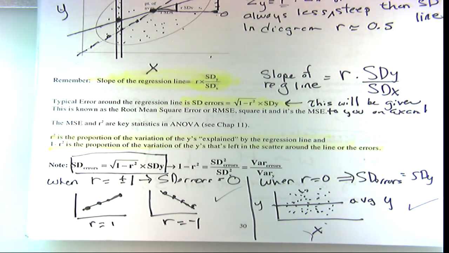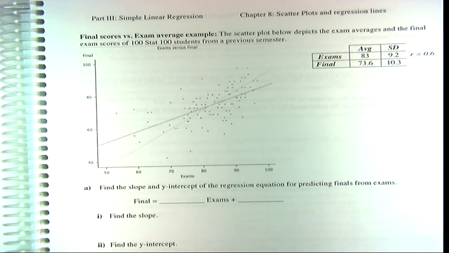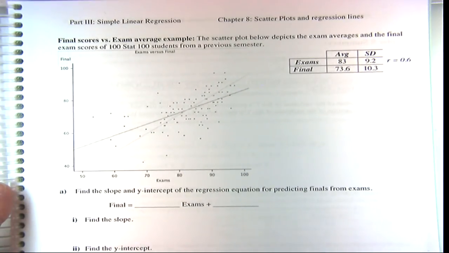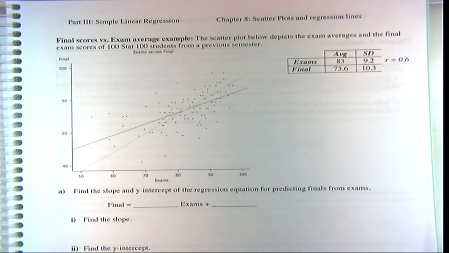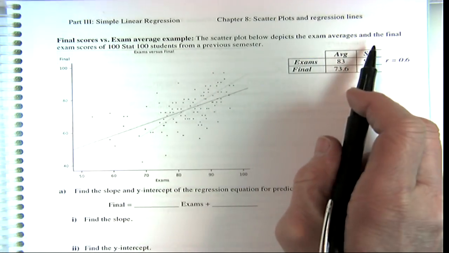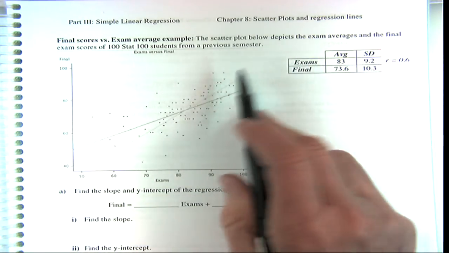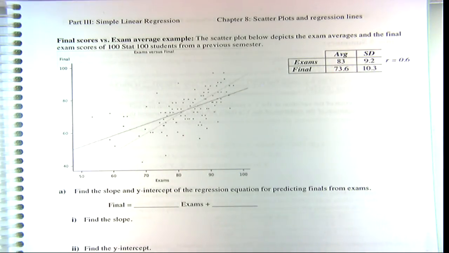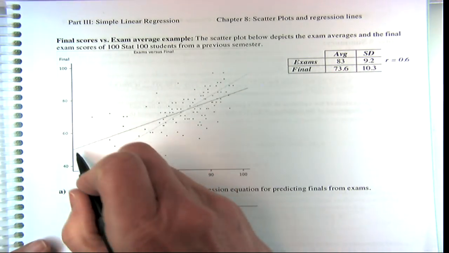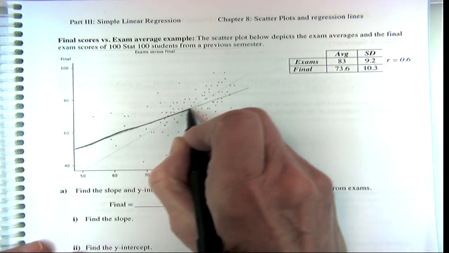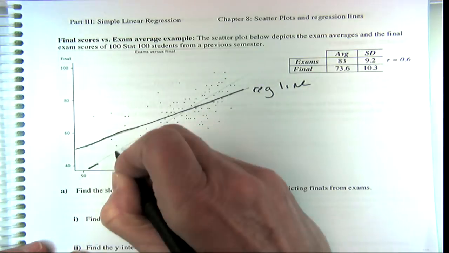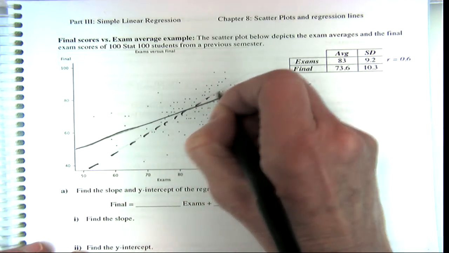All right, now let's quickly do the problems that you're going to have to do for homework. I'm sorry I'm running so late. We have 5 minutes to do them, but they're super easy, really. Okay, so this scatter plot depicts the exam averages and the final exam scores of 100 Stat 100 students from a previous semester. And we have this regression line here. That's the regression line, and right here is our SD line.